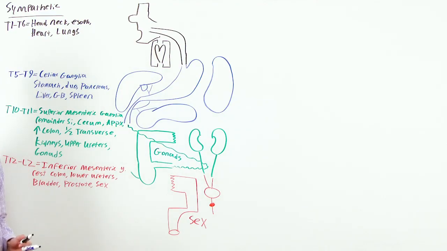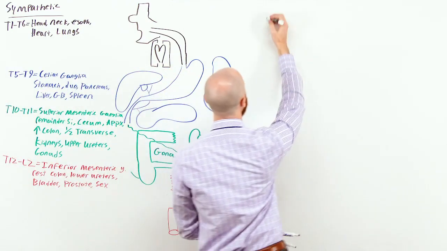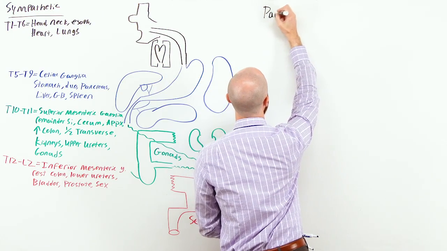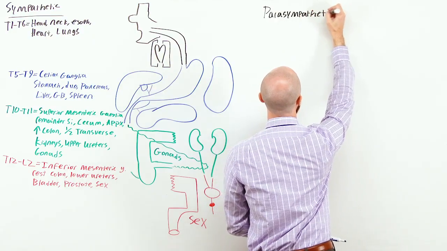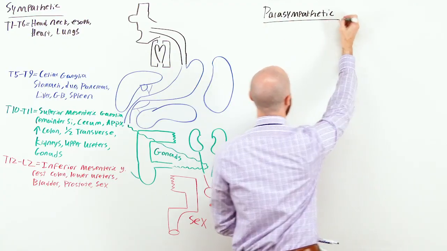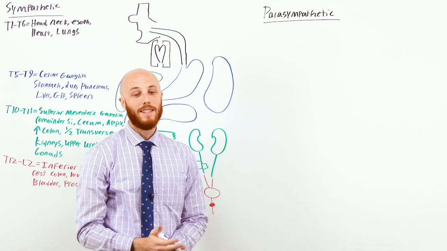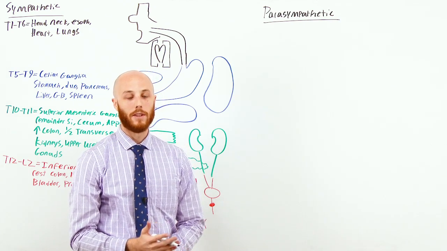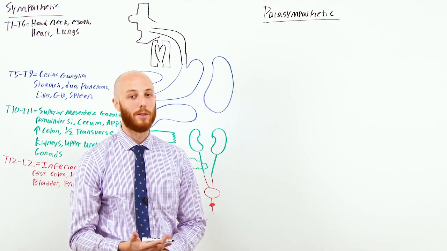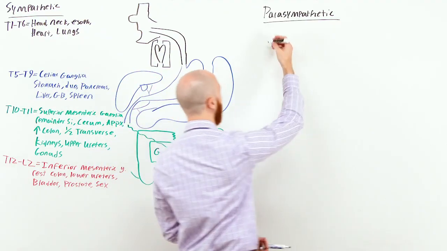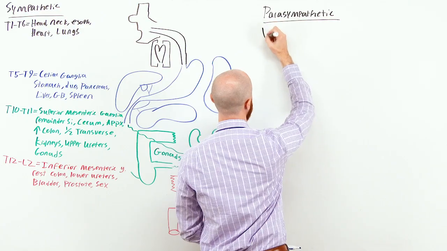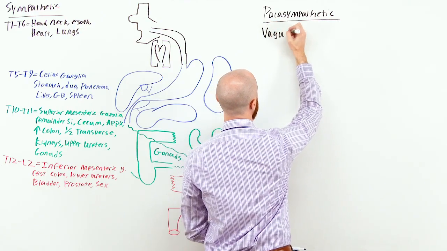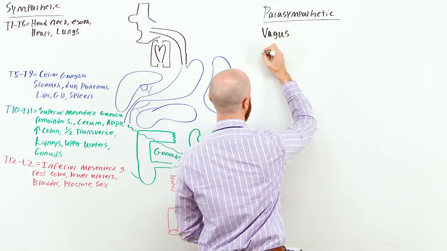So now we're going to transition over to the parasympathetic levels. This section is going to be a lot easier than the sympathetic levels because there's only two options. We also don't have to suffer through any more drawings. So the two options that we have are the vagus nerve and the pelvic splanchnic nerves.